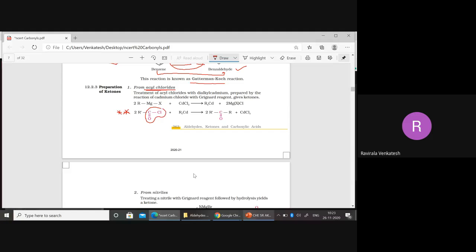We have seen the Rosenmund reaction. Now, reacting with dialkyl cadmium, what we got here in the place of this one is R, so you got a ketone here. Now here also, you observe in this manner. Instead of writing everything, it is better to write like this.